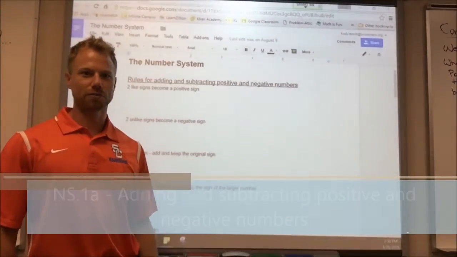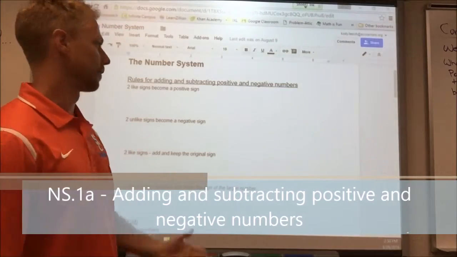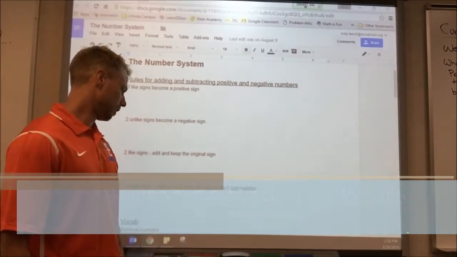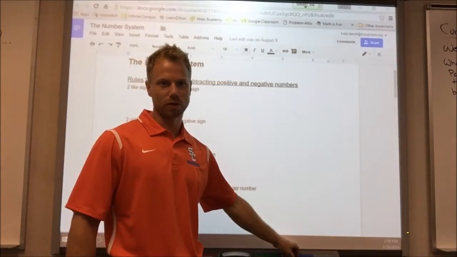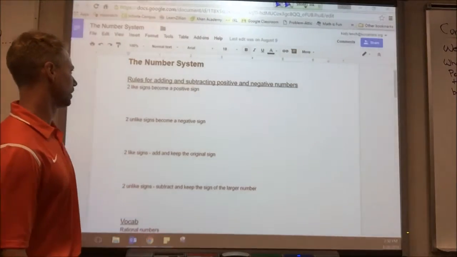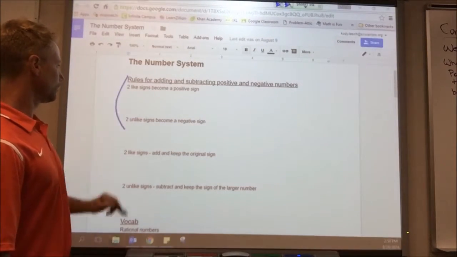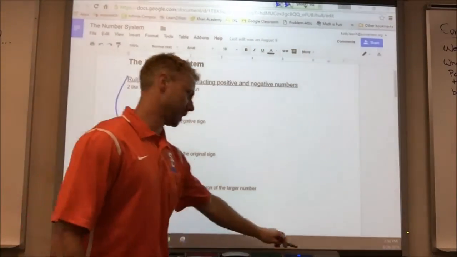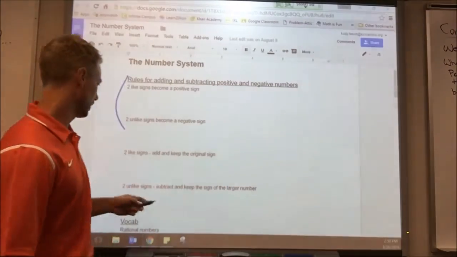Hey, seventh graders, for the first standard that we're going to cover this year, there's a couple rules that we need to know. They should be review, or you should have seen them before, but we're going to go over them to refresh your memory. So the first two rules kind of go together, and the second two rules kind of go together.